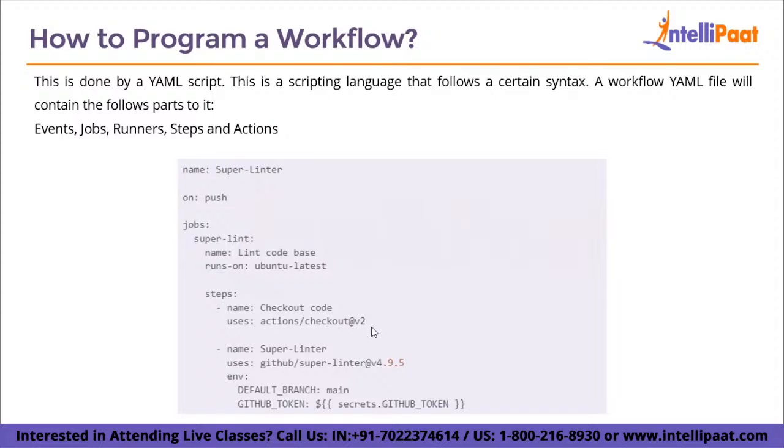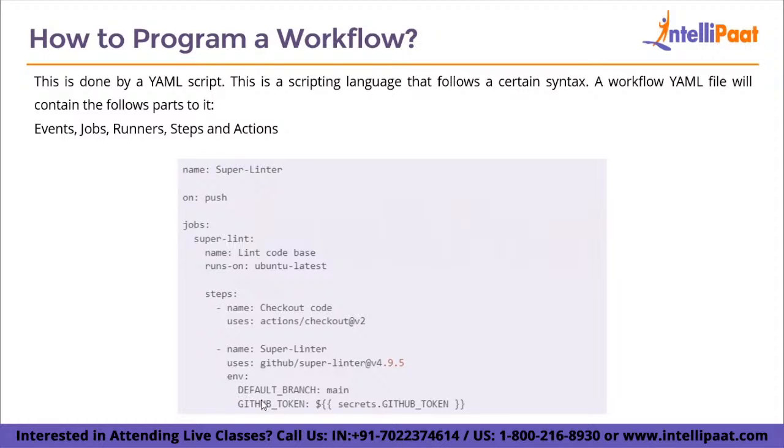This is basically a command line interface command in Ubuntu. That is, it is a Linux command basically, which checks out your code. And this is also a Linux command, that is github/super-linter and its version. So it basically runs the superlinter against your code that you have pushed recently.